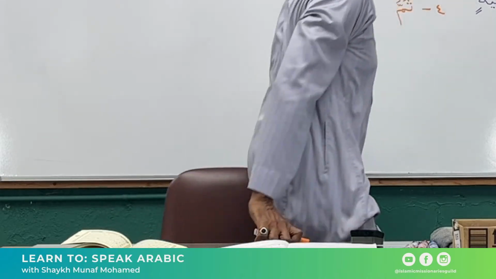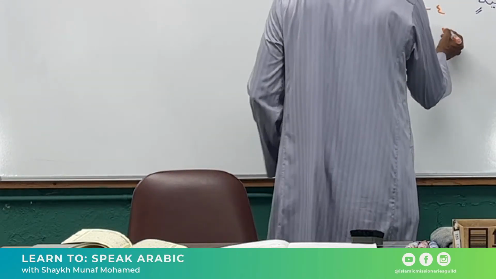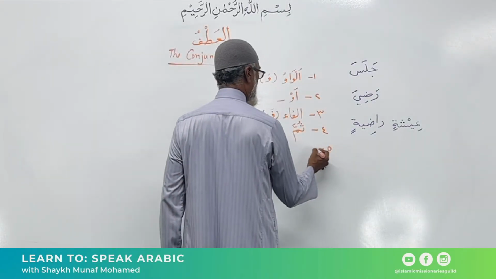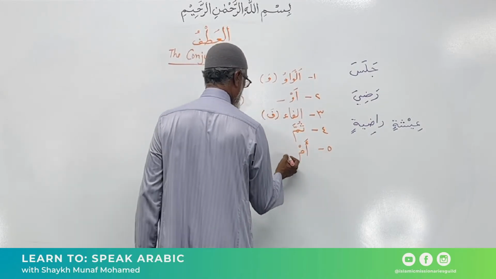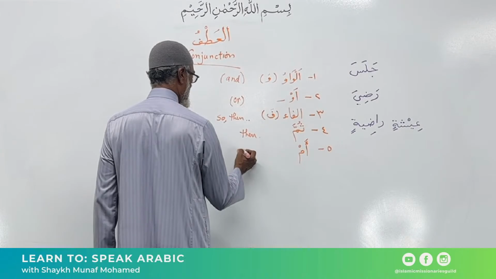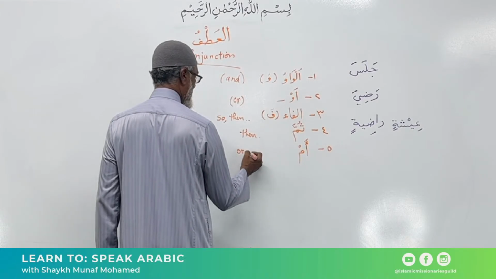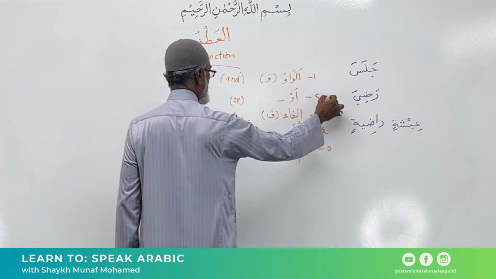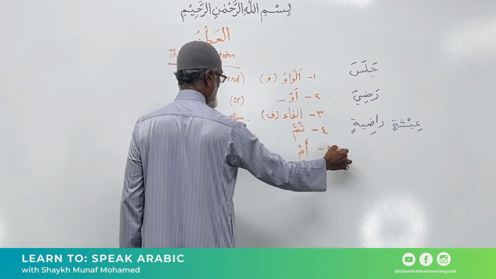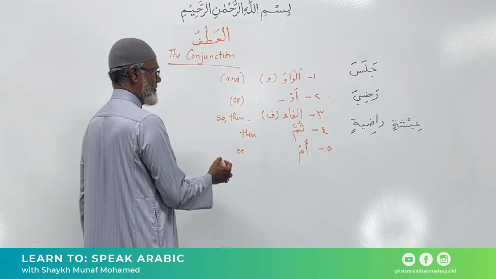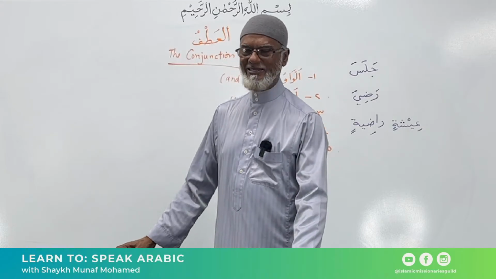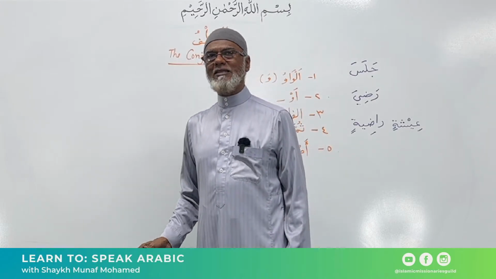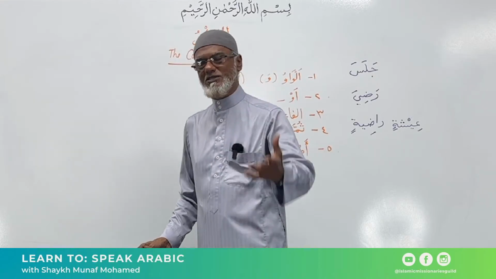The next word we want to look at is the word, all right? It also means or. It also means or. The difference between this one and this is that it is used with a negative sentence, or if it's an interrogative statement, like a question.